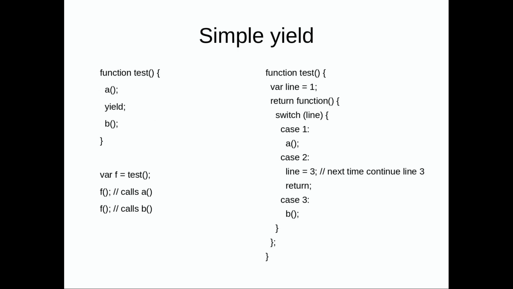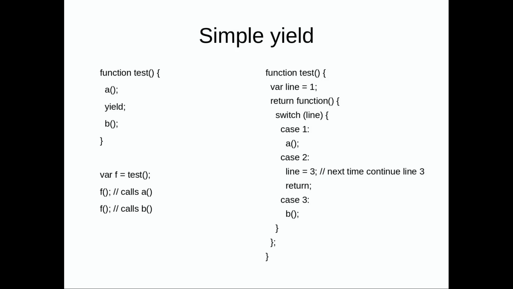The test is doing A, calls A, then yields, and then calls B. And then you can see that if you call test the first time, you get this inner function back. If you call that one, it first calls A, then yields, so it returns. And then when you call it again, B. It's similar to generators. I'm guessing it shouldn't surprise you at this point.